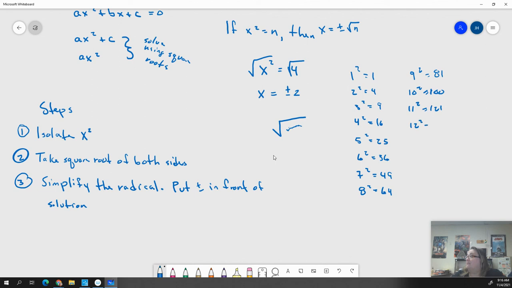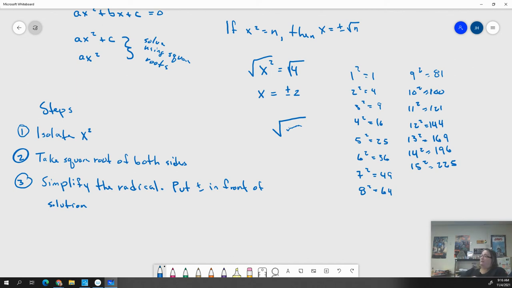12 squared equals 144, 13 squared equals 169, 14 squared equals 196, 15 squared equals 225. Those are all the ones I know in my head. So that's as long a list as you're getting. But it helps to know those things.